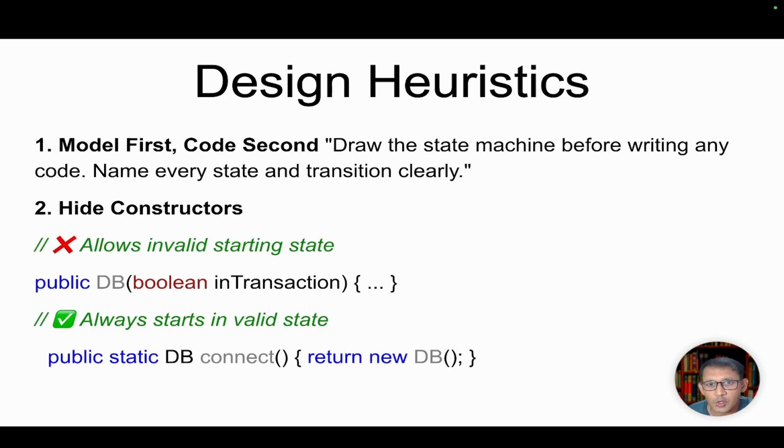Static factory methods also provide better abstraction boundaries. They can handle complex initialization logic, perform validation, set up required dependencies, and choose appropriate implementations. The user gets a correctly configured object without needing to understand initialization details. For protocols with multiple valid starting states, provide separate factory methods for each. Transaction.begin for new transactions. Transaction.restore with a checkpoint for recovery scenarios. Each factory method guarantees its specific starting state.